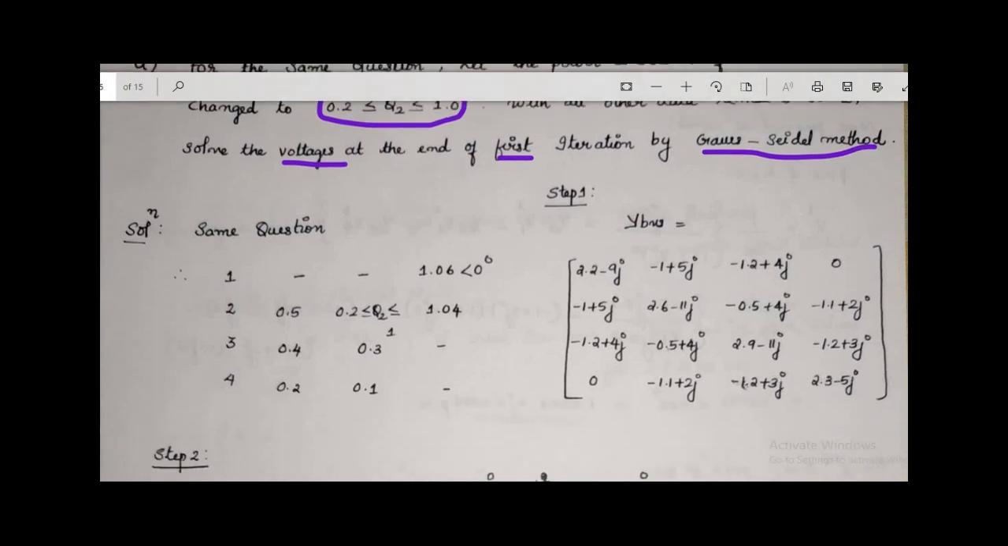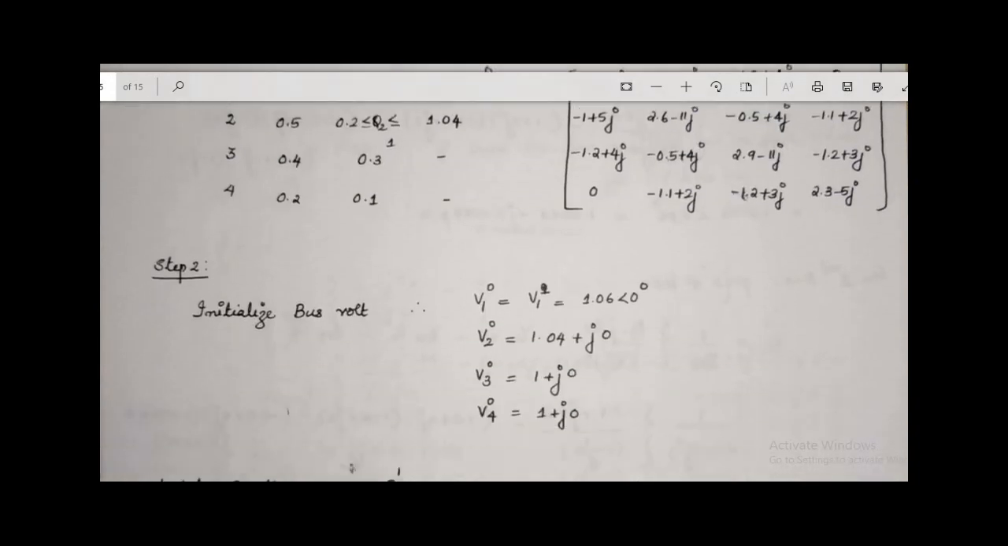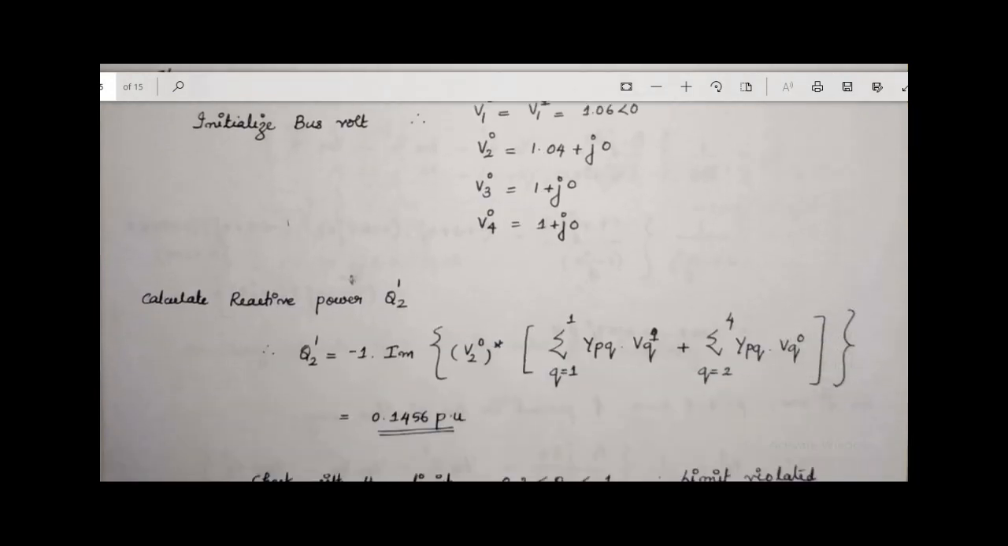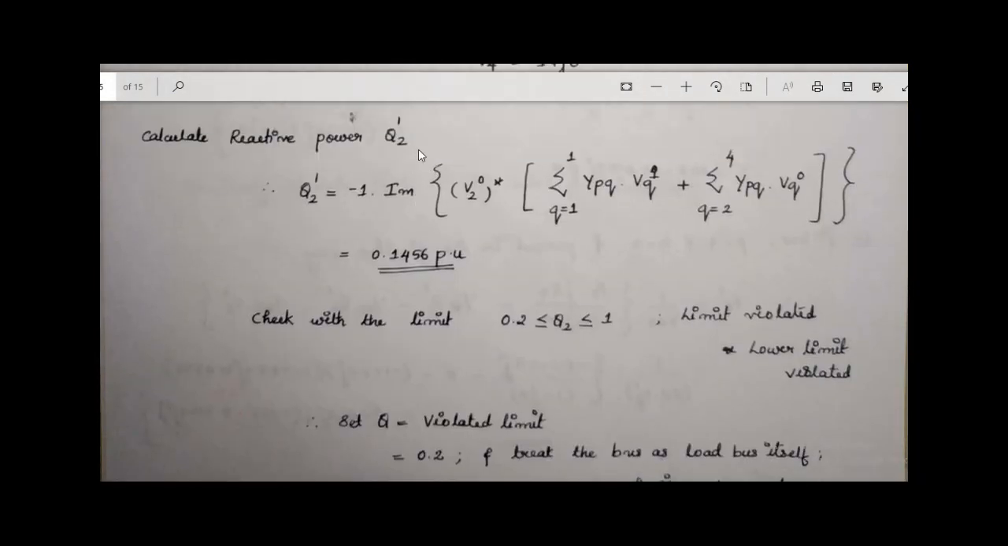That means our first step is undoubtedly same. That is Y bus, the same Y bus as in the previous case. Now step 2, initialization of bus voltages. What is our initialization? The same initialization, no difference because the buses are same. Slack bus, 1 generator bus and 2 PQ bus. This is how we initialize. Okay, so that step is again same. Third step is again same. What was the third step? We need to calculate the reactive power. Since the step was same, I didn't repeat it again. So here we have calculated and our value was 0.1456.